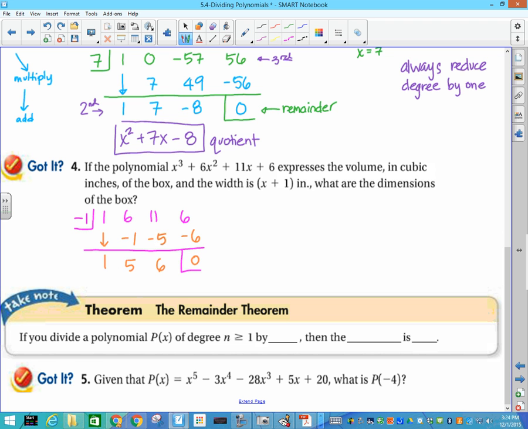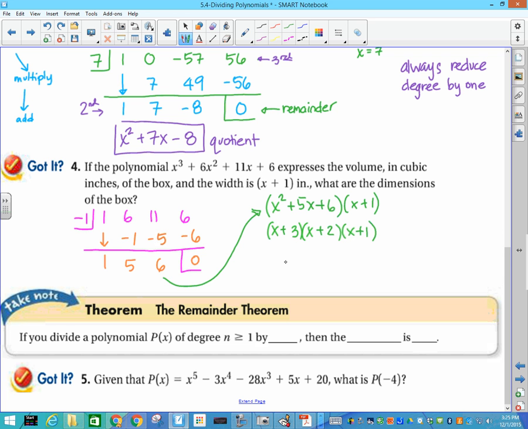So basically what this gives us is x squared plus 5x plus 6. And then I have that original x plus 1, if you want to think about it. But I'm looking for the dimensions of the box, so I need to factor this. This was the width, and this is the length times the height. So when we factor this, x and x, the factors of 6 that add to give me 5 would be 3 and 2.